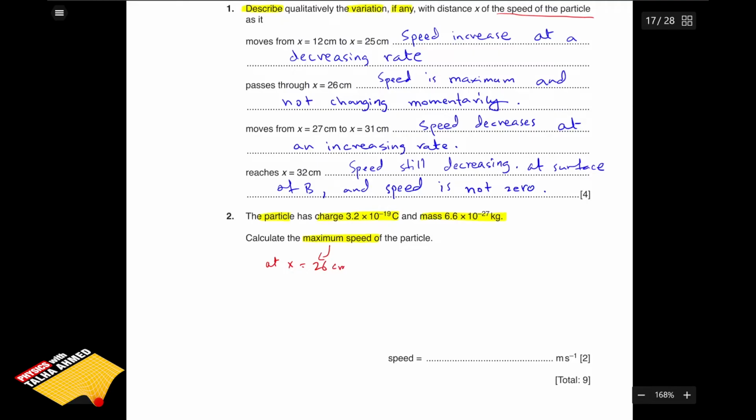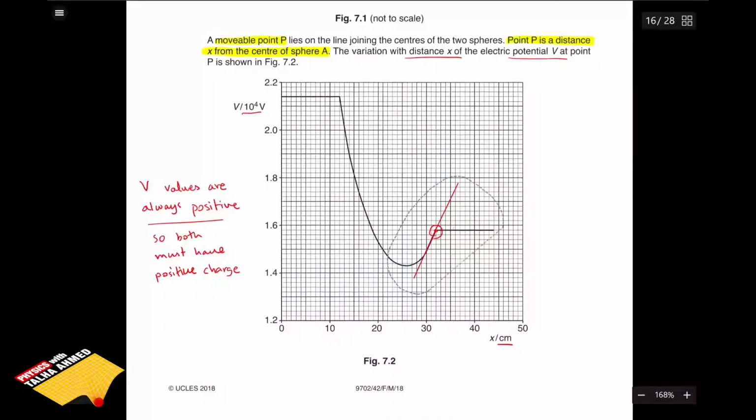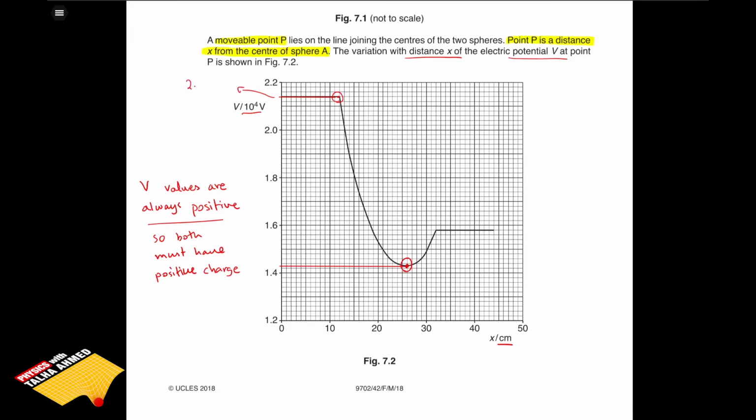So you need to go back to the graph, and then you need to see what was the potential of the graph at x equals 26. So it was around 1.43 times 10 to the power 4, of course. You don't forget the power which is given in the graph. And then you can also see the value of potential at the beginning at x equals 12 centimeters, which was 2.14 times 10 to the power 4 volts. So you have the values of potential between these 2 points.